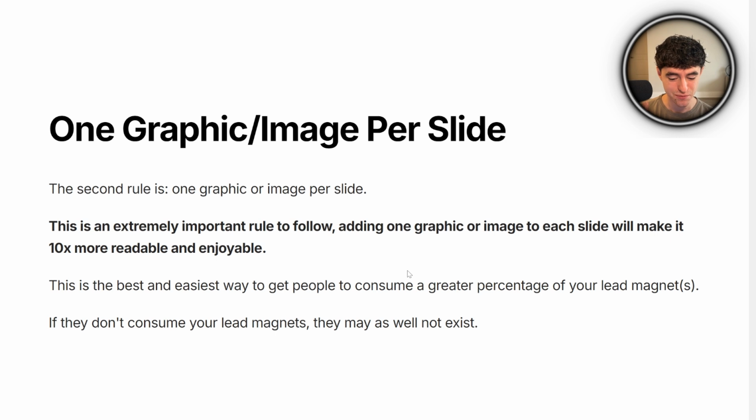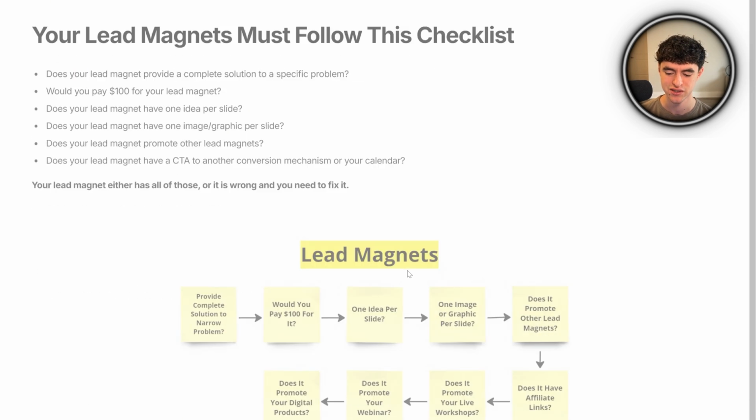One graphic or image per slide is rule number 2. And this one is extremely important to follow. Adding one graphic or image to each slide will make it 10 times more readable and enjoyable. And this is the best and easiest way to get people to consume a greater percentage of your lead magnets. If they don't consume your lead magnets, they might as well not exist.